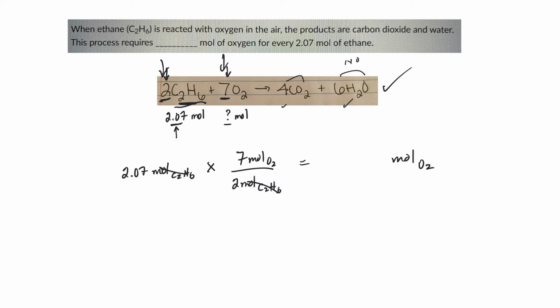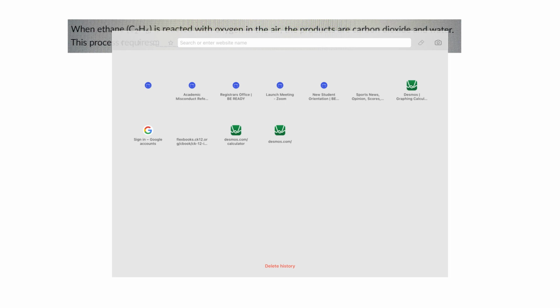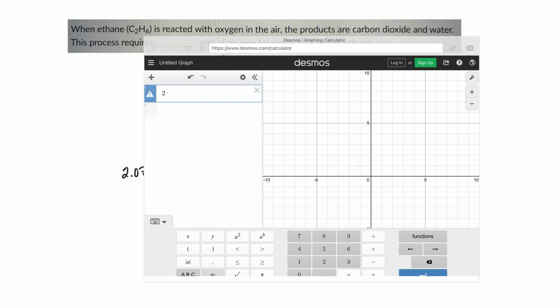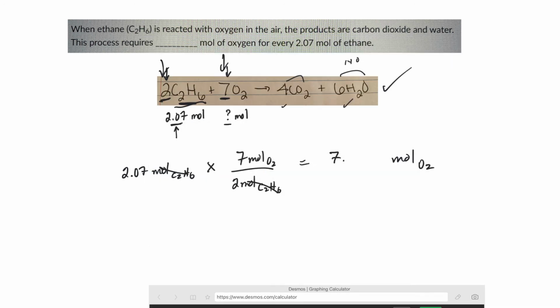So 2.07 times 7 divided by 2, it's going to be something just over 7. 7 point something. Let me fire up Desmos and I'll just figure that out. Desmos right there. So I'm going 2.07 times 7 divided by 2. Perfect. And so my answer is 7.245.